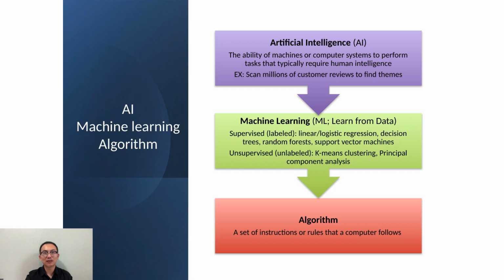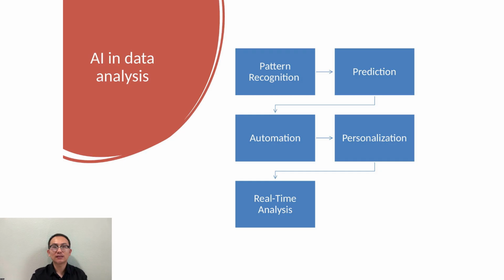The second one is unsupervised learning, which builds the model on unlabeled data and must find patterns, structures, or groupings in the data without any predefined labels. The goal is to discover hidden structures or group similar observations. Popular unsupervised approaches are k-means clustering, hierarchical clustering, and principal component analysis. An algorithm is simply a set of instructions or rules that a computer follows to solve a problem or complete a task. AI transforms data analysis in many ways.